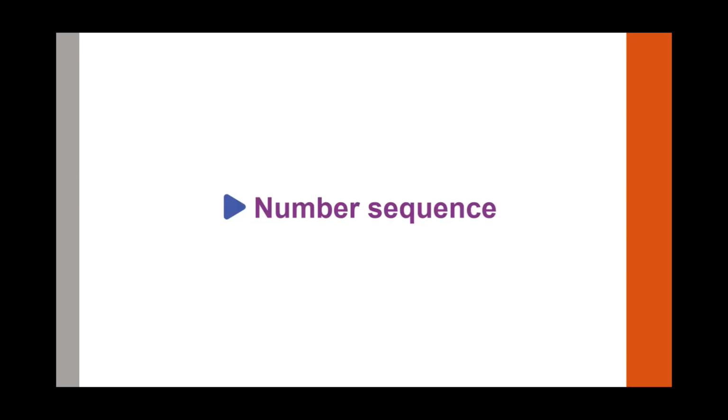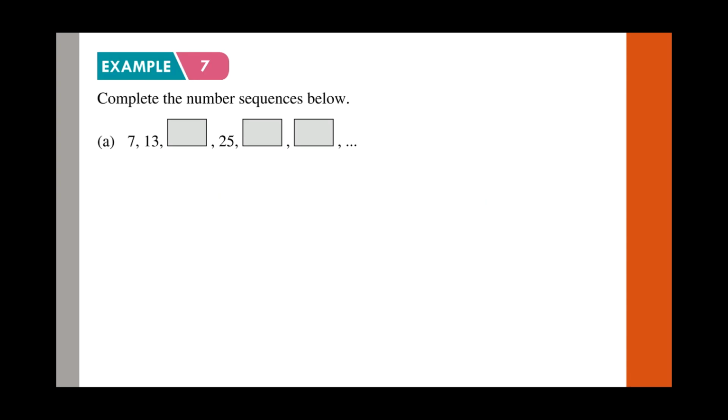Okay, now we look at number sequences over here. Example 7. Complete the number sequences below. So for example, we have A here. How do we complete? You have to look at the difference between each of these numbers, and then you need to determine the next one. So how much is the difference between 7 and 13? Plus or minus? 6. Plus, right?